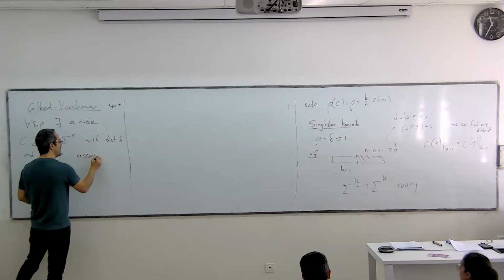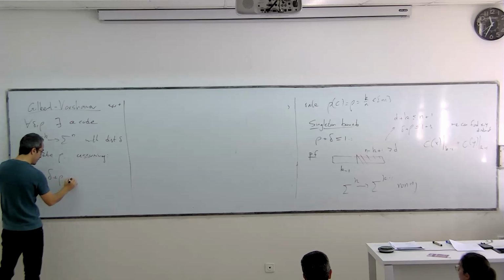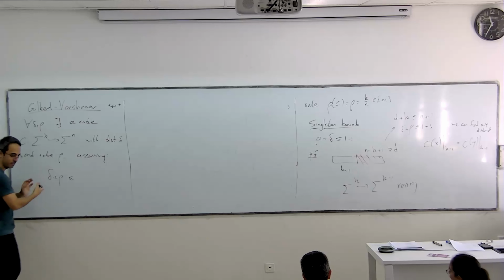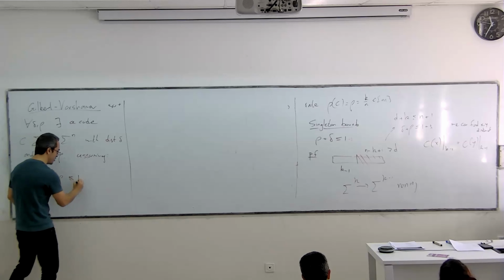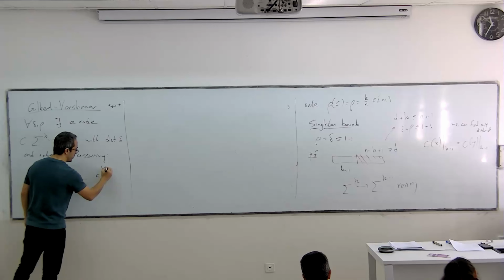assuming, but here there's something missing, assuming delta plus rho is at most something. I mean, something has to bound your expectations. And then there is some constant here. This is a universal constant, which I don't remember.